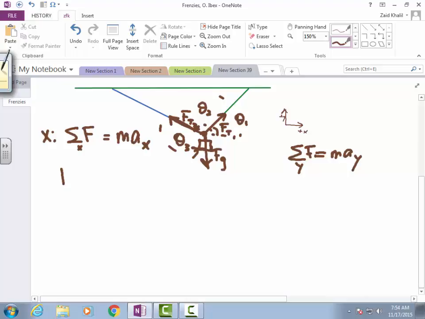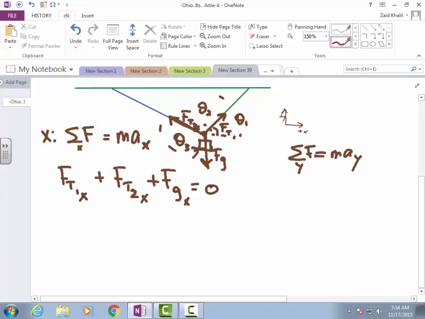Ft1x plus ft2x plus fgx, all right, equals 0. What's ft1x? ft1 times the cosine, correct. This is ft1 cosine of theta 1. What's ft2x?